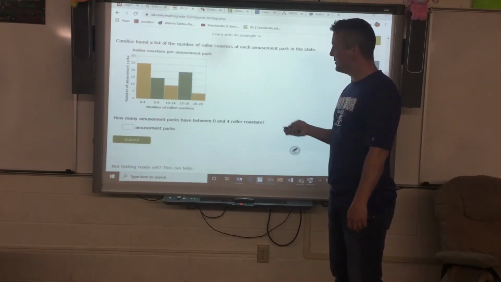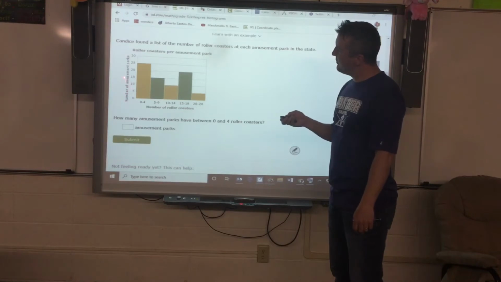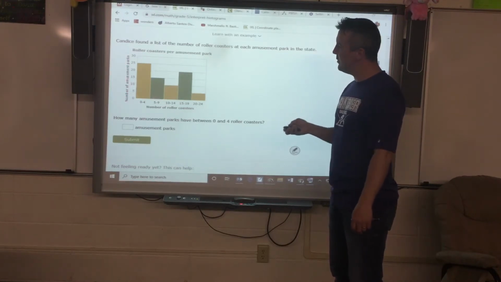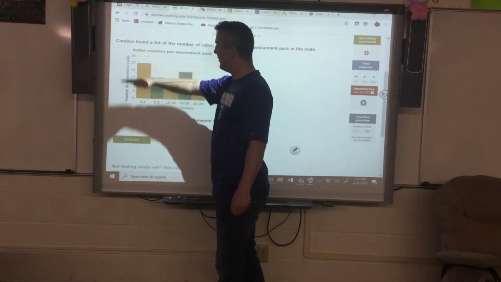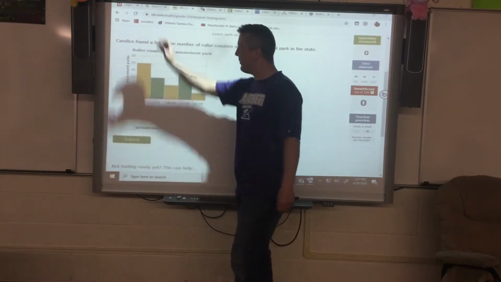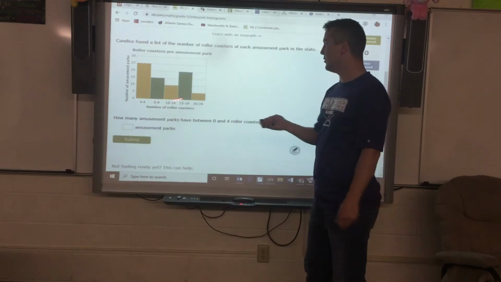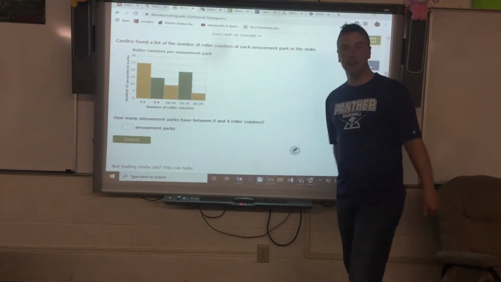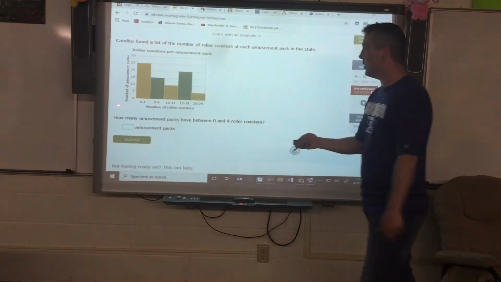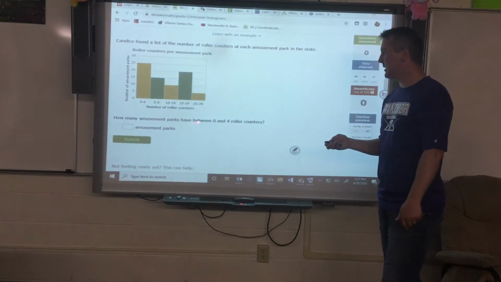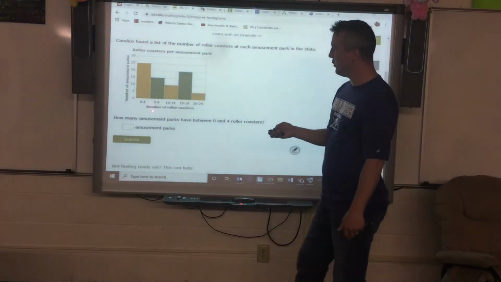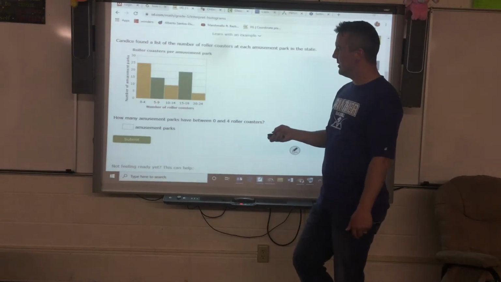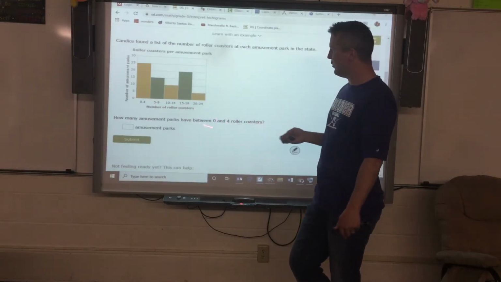Number of roller coasters. Number of amusement parks. So if I look at this, there are not many parks along the side here that have 5, 10, 15, 20. How many parks there actually are, then how many roller coasters they actually have, like say Valley Fair or something like that, okay? So how many amusement parks have between 0 and 4 roller coasters? So I look at 0 to 4, number of roller coasters. So how many parks have between 0 and 4 roller coasters?